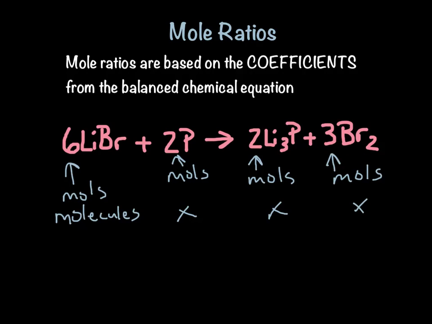So this is like a recipe. If we double the amount of moles of lithium bromide, if we had 12, then that means that we would double all these other ones. We would need, for 12 moles of lithium bromide, 4 moles of phosphorus to make 4 moles of lithium phosphide and 6 moles of bromine.